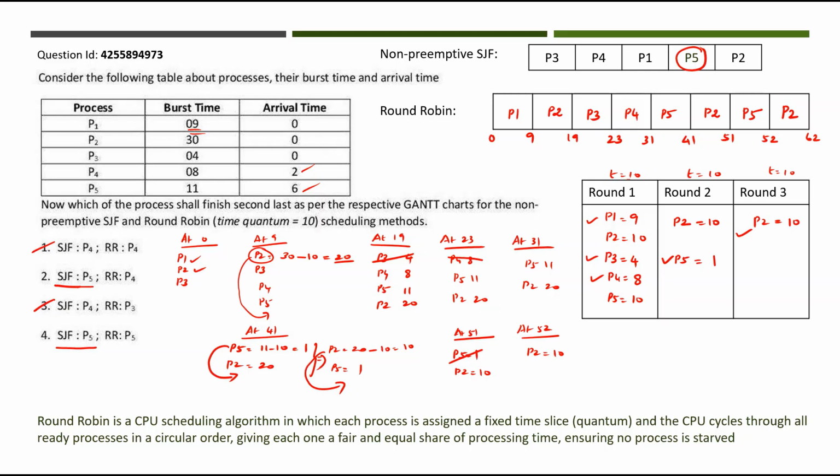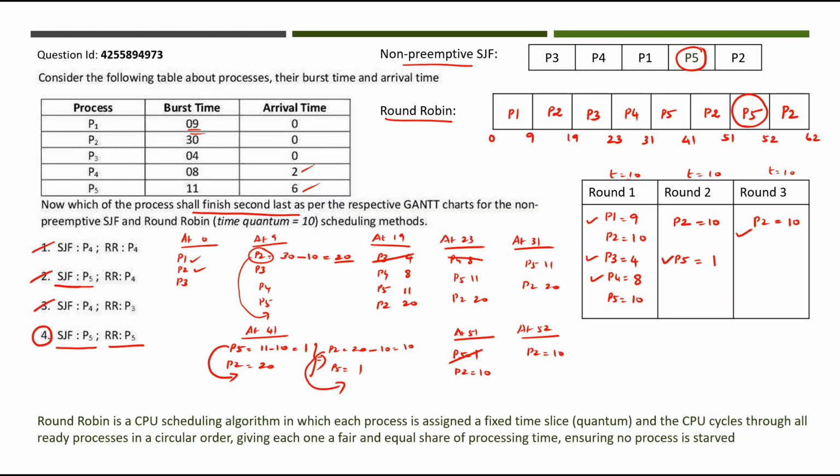Just read the question. Which of the processes shall finish second last? So when you take the completion order, P2 is completing last. Which is second last? P5 is again second last even in round robin, similar to non-preemptive SJF. So RR will have P5 as the answer. Option 2 will also be ruled out and we will go with option number 4. P5 is the second last in SJF and P5 is the second last in the round robin algorithm. I hope you understood the round robin execution.